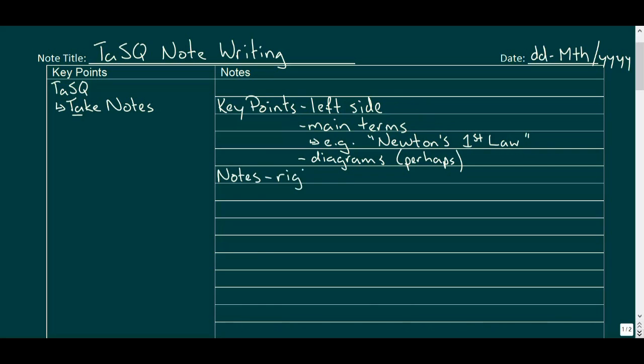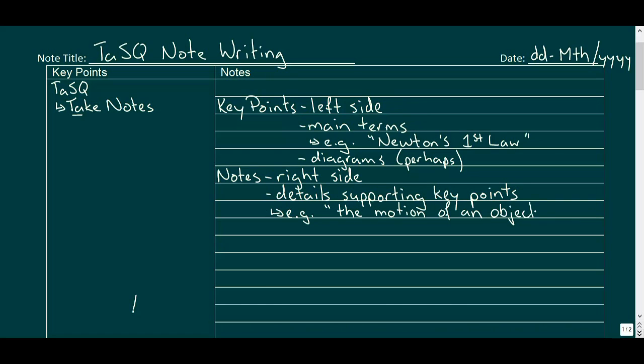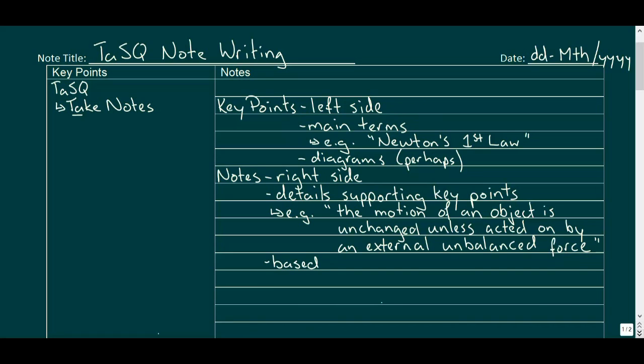And on the right side is where we'll write the notes. Now these will be the details supporting each of the key points that were listed in the video. For example, in support of the key point of Newton's first law, we might say something like an object's motion is unchanged unless an external unbalanced force acts on it. And of course, we have to make sure that the notes accurately reflect not just what was written in the video, but also what was said in the video.